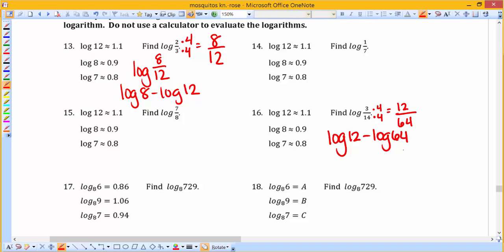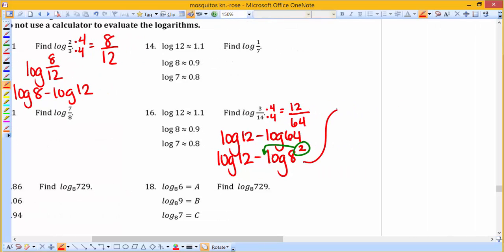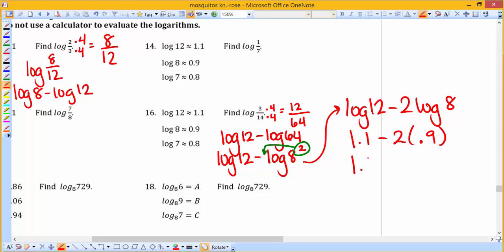Now, why is that okay? Well, I can rewrite the log of 64. This is the same as 8 squared. So now I can take my exponent, use the power property, and move it to the front. So this ends up being, let me write this off to the side, log of 12 minus 2 log of 8. Now I can plug in. Log of 12 is 1.1. Log 8 is 0.9. So 1.1 minus 1.8. And then you can find your answer, negative 0.7.